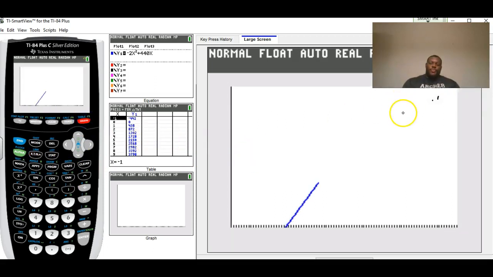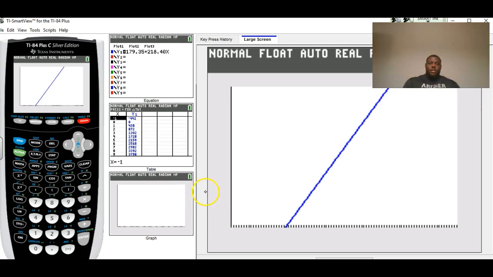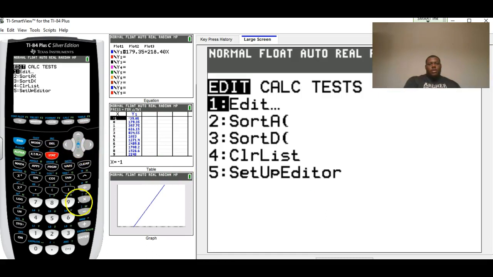Now, one thing we talked about in my class, and this is just for anybody else to see this video, is adjusting your window. So let's talk about adjusting our window a little bit. Let's go back to our table real quick. Remember our table right here?